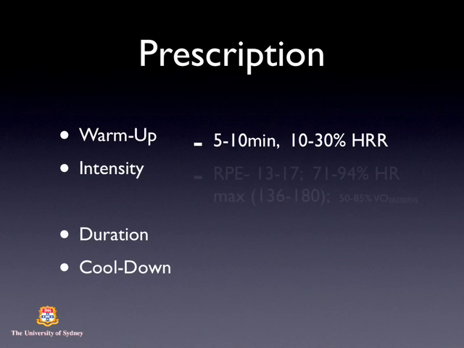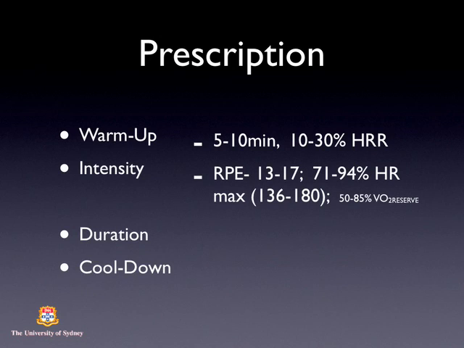Intensity for Sally, well, RPE should be between 13 and 17. Heart rate max percentage is 71 to 94% of heart rate max. You have her max heart rate, because you have her age, so that is 136 to 180 beats per minute. It's equivalent to 50 to 85% of VO2 reserve. However, we haven't measured her VO2, so we don't know her max, so we can't use this as an exercise prescription in this case.